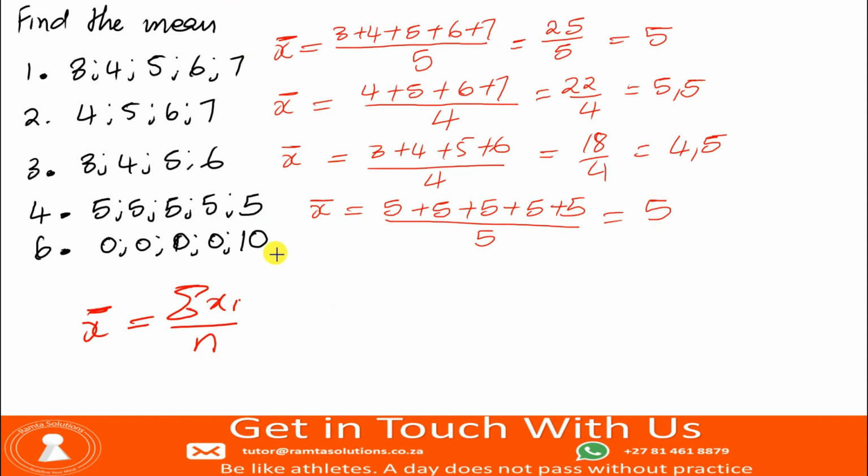Now, let's try this last example. This is 0 plus 0 plus 0 plus 0 plus 10. So our mean is 10 over how many values are here? 1, 2, 3, 4, 5. Maybe I should have put them in these braces, or what we call brackets.